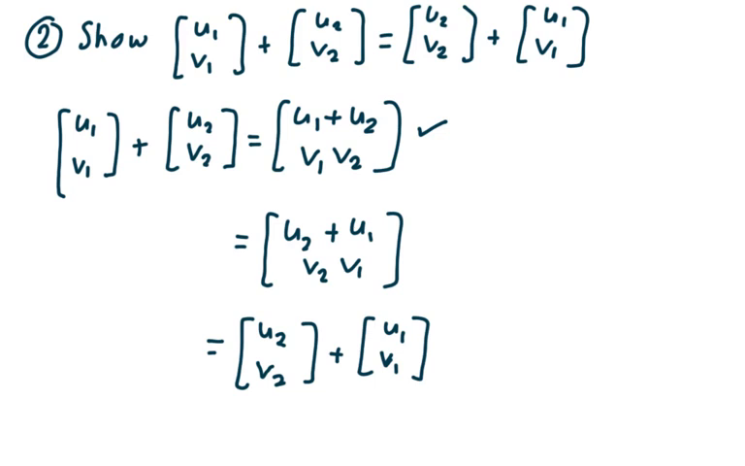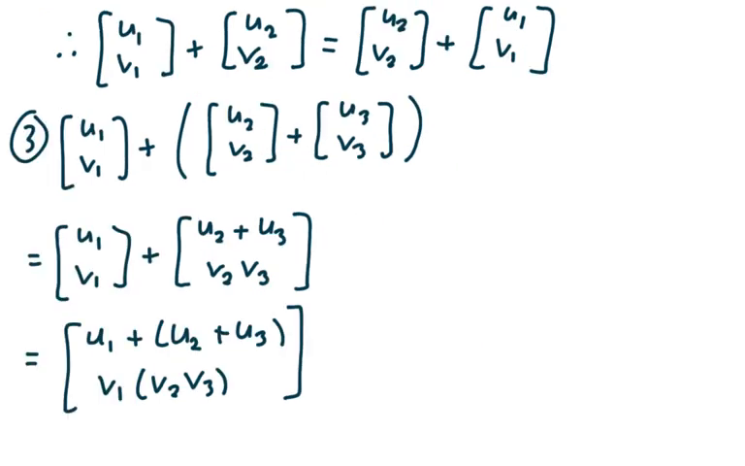This step is crucial. Real numbers are commutative under addition and multiplication. So we can write this as column vector (u2 plus u1, v2 times v1). But this is equal to column vector (u2, v2) plus column vector (u1, v1). And we have thus shown that these vectors commute. So in other words, we have shown column vector (u1, v1) plus column vector (u2, v2) is the same as column vector (u2, v2) plus column vector (u1, v1).